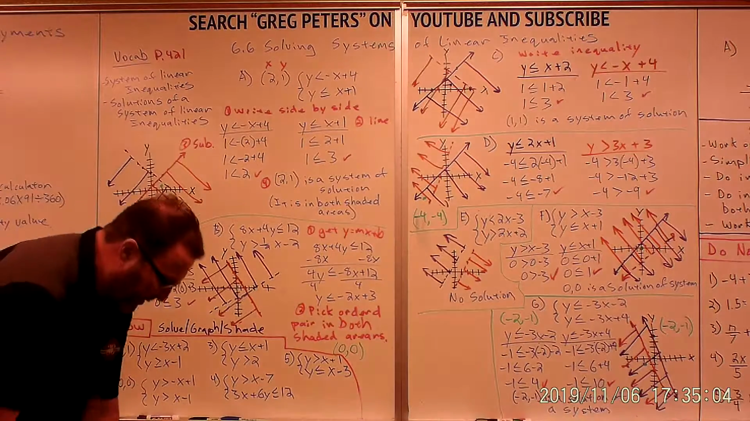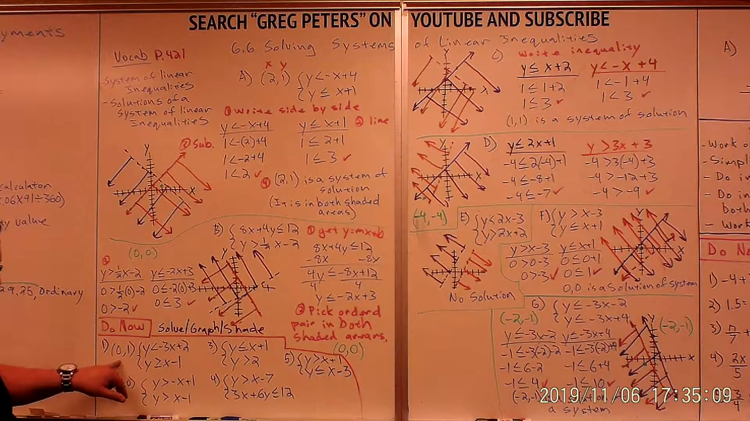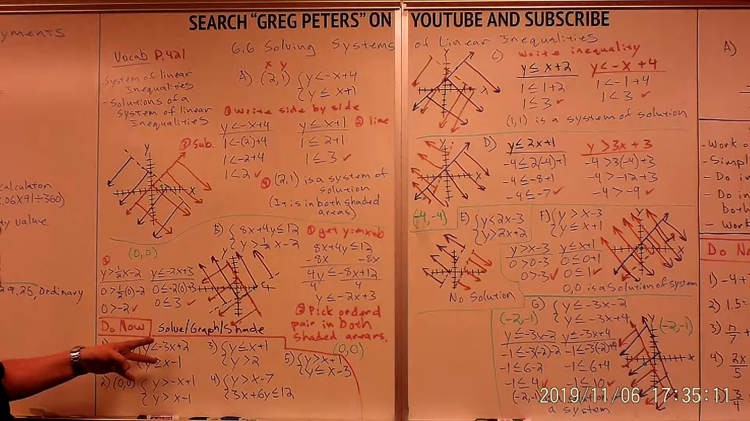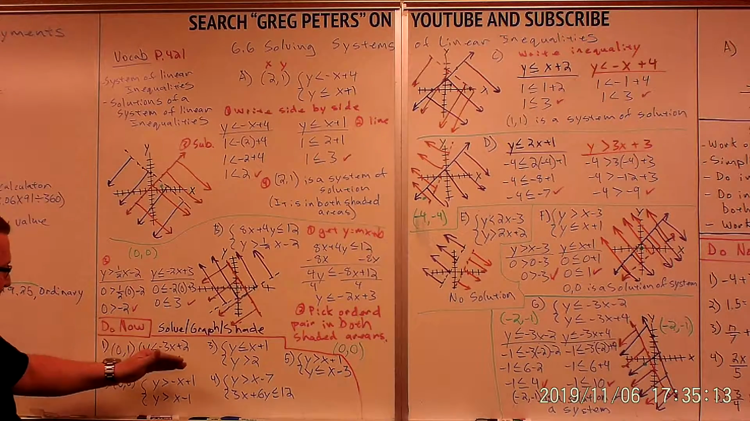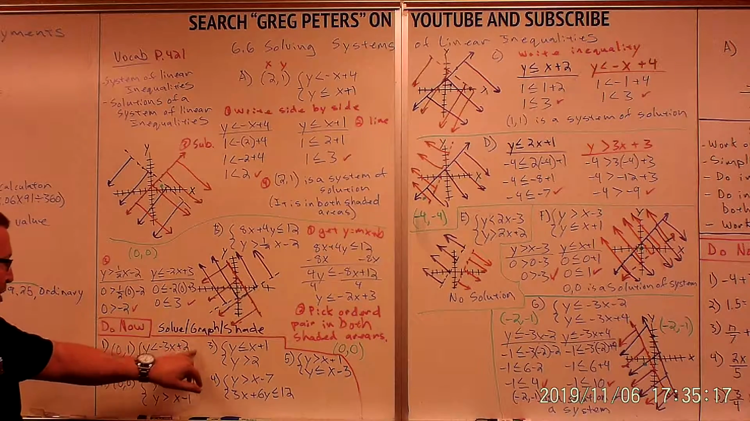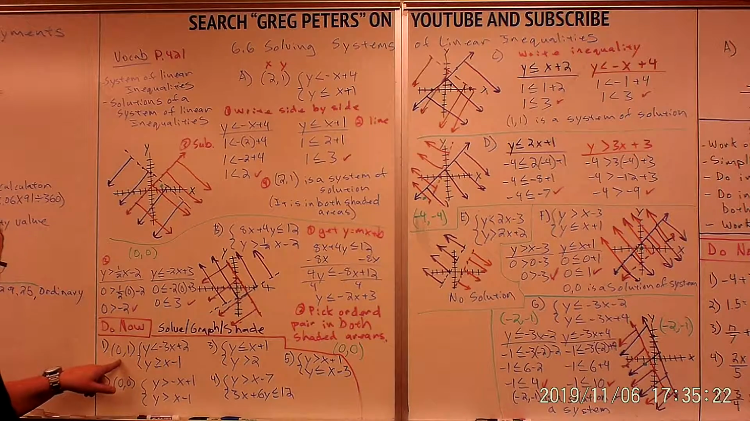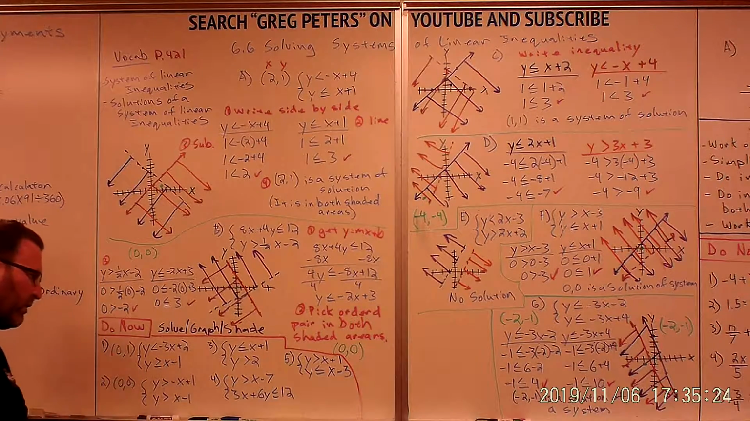Okay, let's talk about the do now. You have an ordered pair. You have two linear equations, okay? You're going to write these side by side. You're going to enter in the ordered pair, and you're going to see whether it's true. Then you're going to graph these out. You're going to shade them properly. You're going to plot the ordered pair. Remember that you plot that ordered pair large enough.